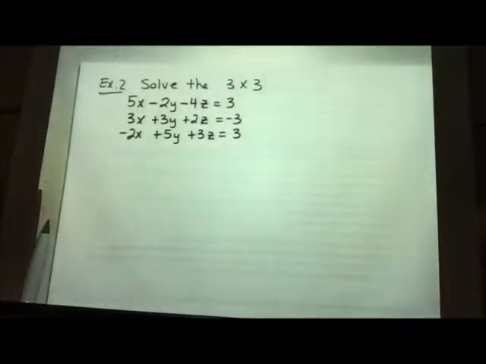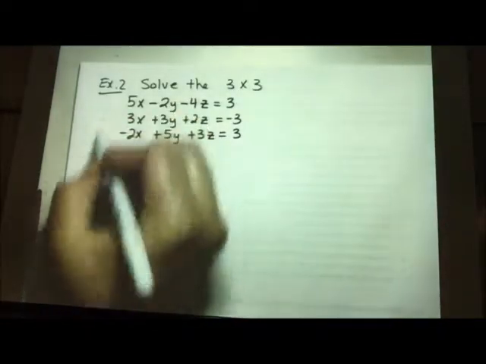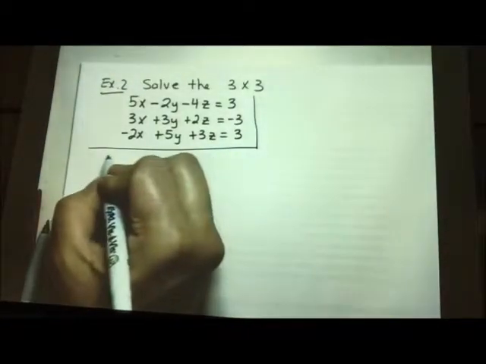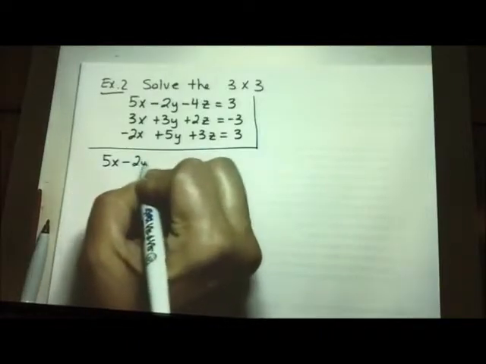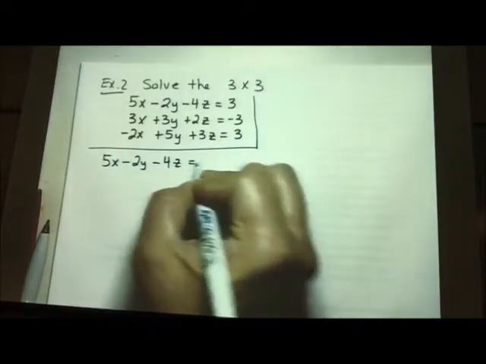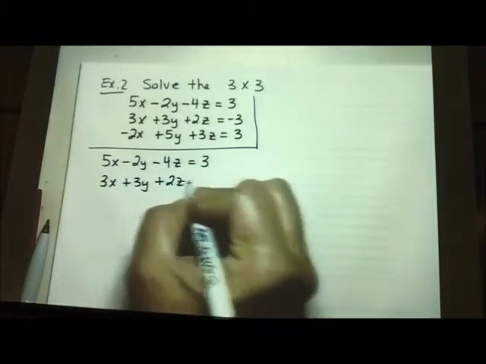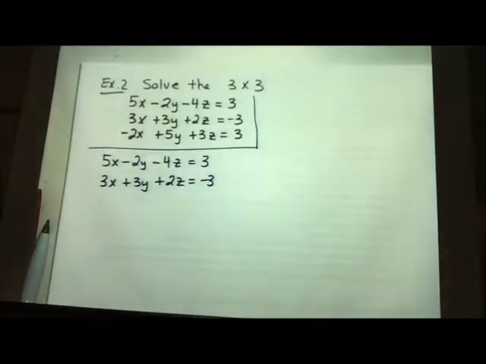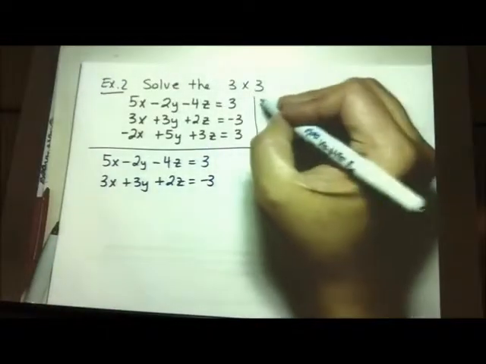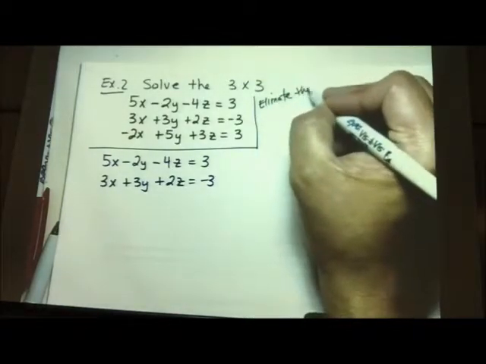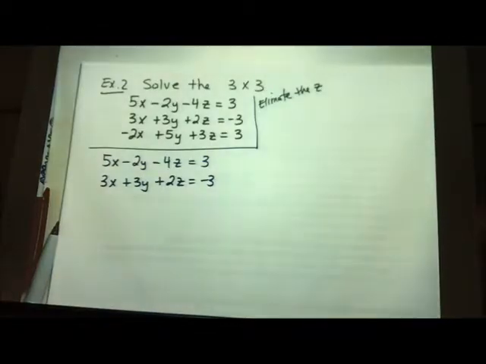So I'm going to go ahead and take the first 2 equations, and I'm going to write them down here. So this is your problem. Those are your originals. So I'm taking the first 2, 5x minus 2y minus 4z equals 3, 3x plus 3y plus 2z equals -3. So once again, I want to solve, and I've already decided, we're going to eliminate the z. That's what we're going to get rid of first.